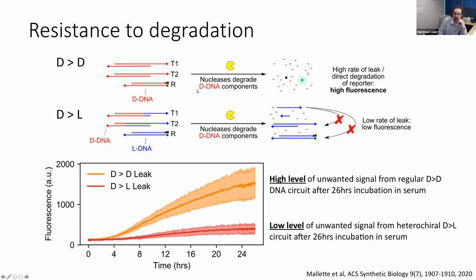In the D to L version, you can partially degrade the DDNA versions. We don't think the LDNA pieces get degraded. That means that where you have some of these blue pieces released, they aren't sufficient on their own, because of the circuit design, to interact with this output and produce the resulting fluorescence that you might see. So you see a little bit, but not too much. So the claim is these are better than pure DDNA gates for implementing these types of computations in biological fluids.